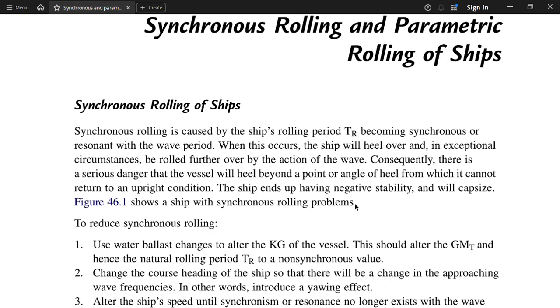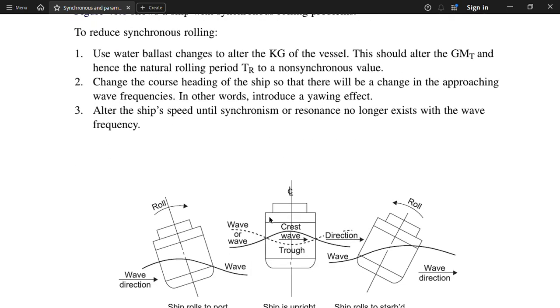You must have studied the GZ curve and all, I hope it is known to you. There you will have this negative stability, and the ship will capsize. We'll show you the figure. This figure shows a ship with synchronous rolling problems. Now what is the whole idea altogether?